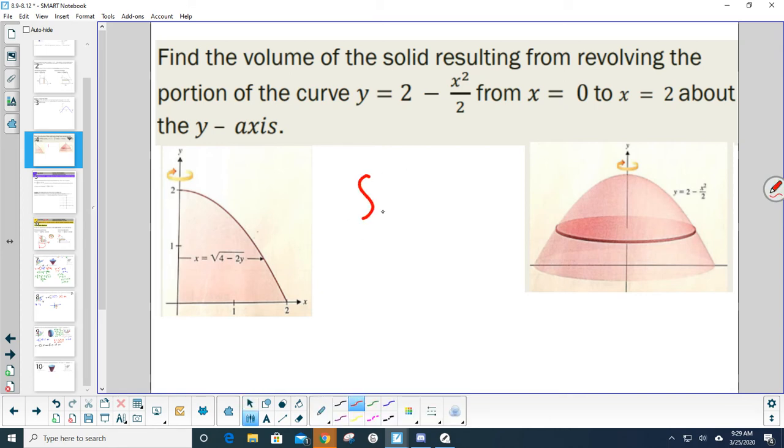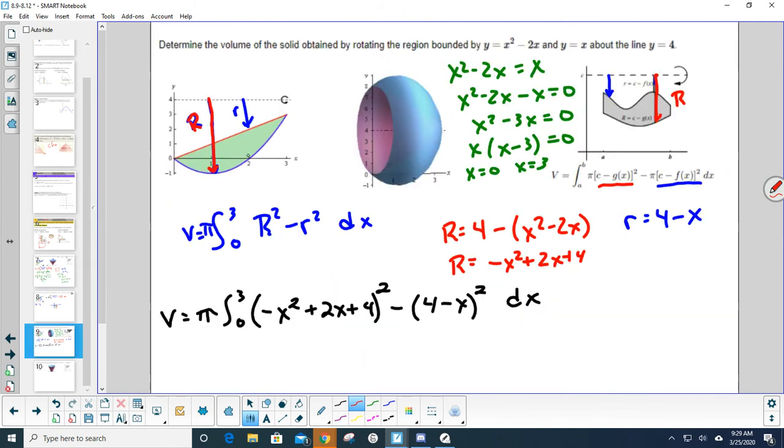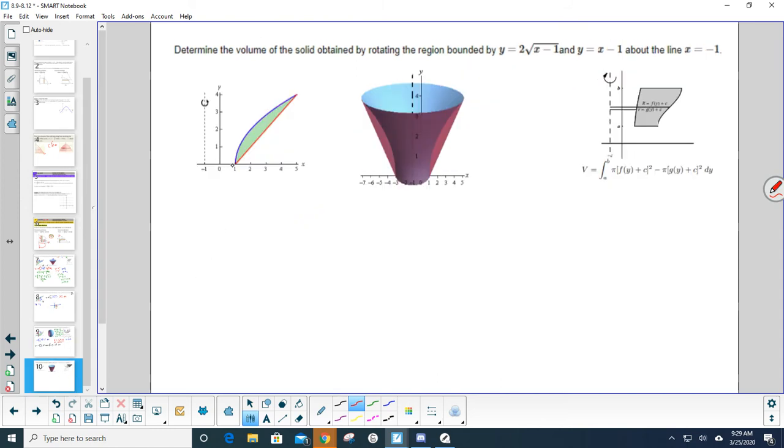This one would be, if I was going about the x-axis, 0 to 2, 0 to 2 y squared dx. There's my y. So it's flat against it. The ones we're talking about today aren't flat. This one's not flat. This one's not flat. And the last one we're going to look at right here, it's not flat. So that's how you tell if you're going to use the washer method or the disc method. So this is our shape.